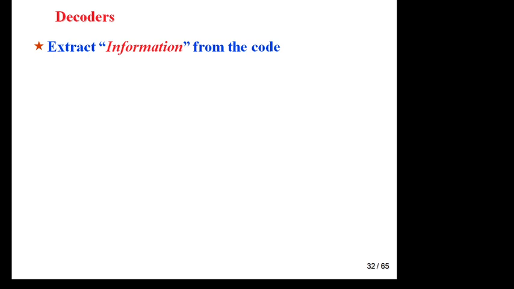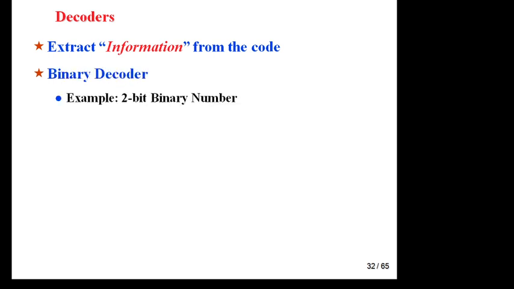Which means if there are two inputs, there will be 2 to the power 2, which is 4 outputs, so it is a 2 to 4 decoder. Similarly 3 to 8 decoder, 4 to 16 decoder, 5 to 32 decoder. Suppose there is a 2-bit binary number, which means there will be 2 inputs and 4 outputs.